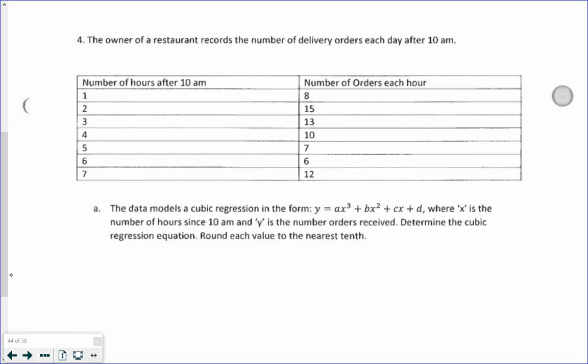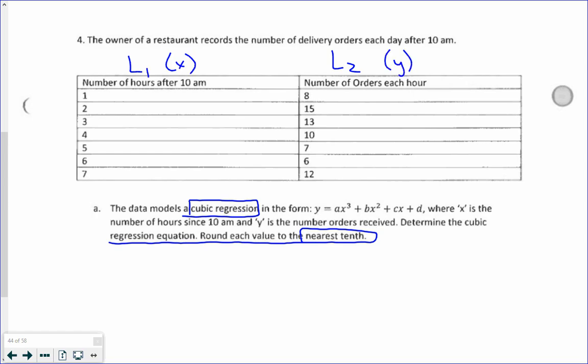Okay, so the scenario here is a restaurant looking at orders. Question 8. The data models a cubic regression. Like, ooh, cubic reg. I know how to do that. At least I hope you do. Where X is the number of hours since 10 a.m., Y is number of orders received. Determine the equation, round each value to the nearest tenth. Okay, so the first column is L1, the second column is L2. Or think of it as X and Y.